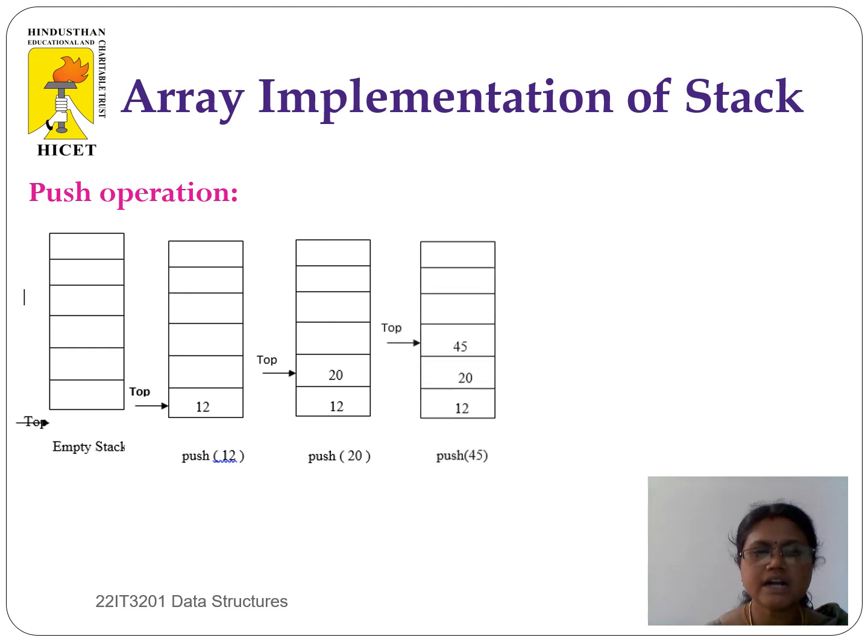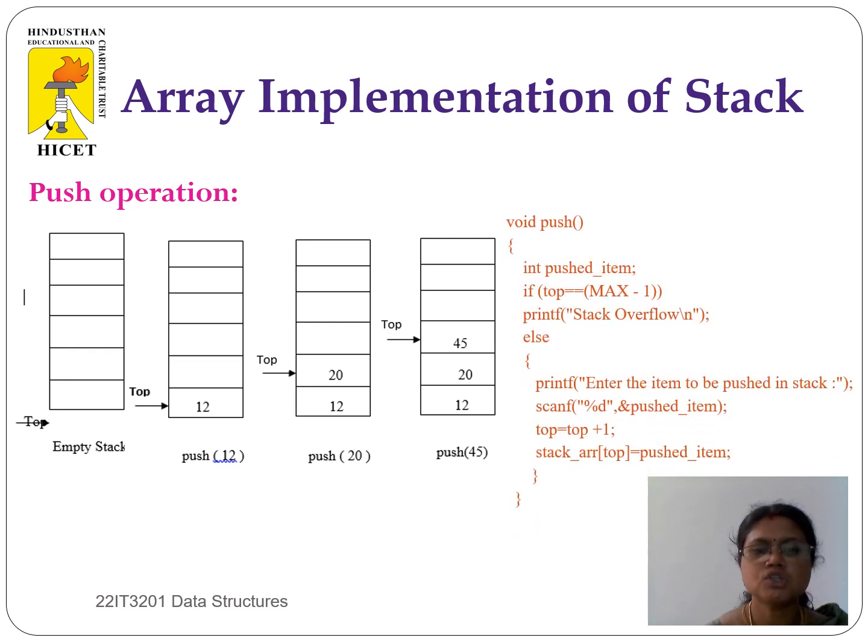Let us try with another push operation of 45. Now the top value is at 1, as it has been incremented, it goes to position 2, and in this current position, the new element 45 will be inserted. So the elements are inserted in the order 12, 20 and then 45.